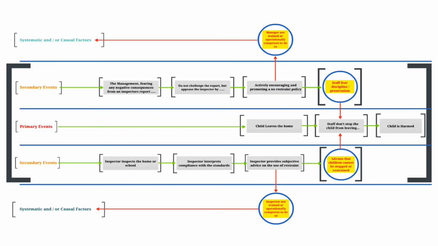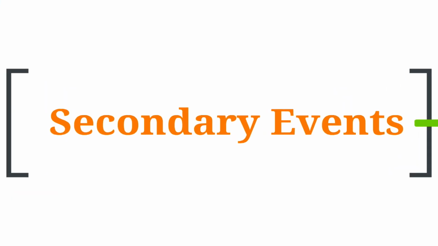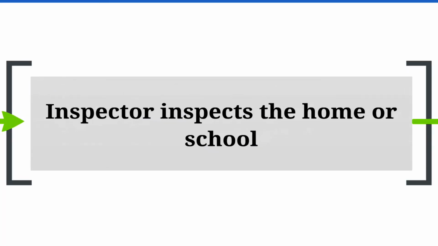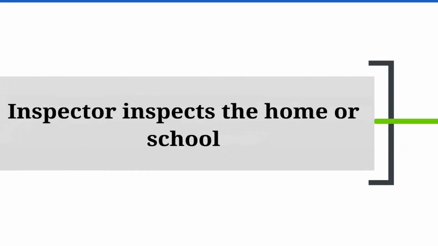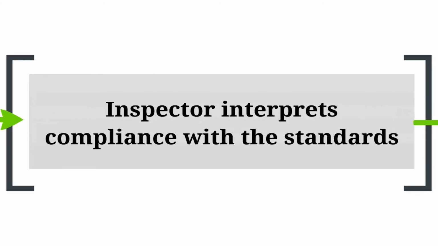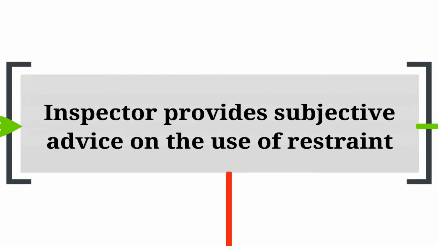Now, if you notice, above and below the primary set of events are what they call secondary level events, and these are other areas that we need to look at. So in this case, let's go to the row below and look at the secondary events that could have led up to this. In this case, we had an inspector inspect the home or the school, and the inspector will interpret compliance with the standards. So they're there to make sure that the home or the school is complying with the national standards that they're expected to comply with.